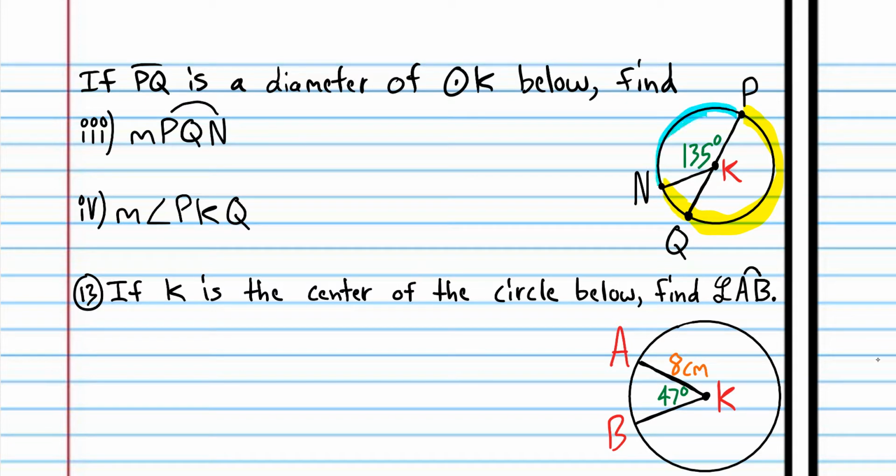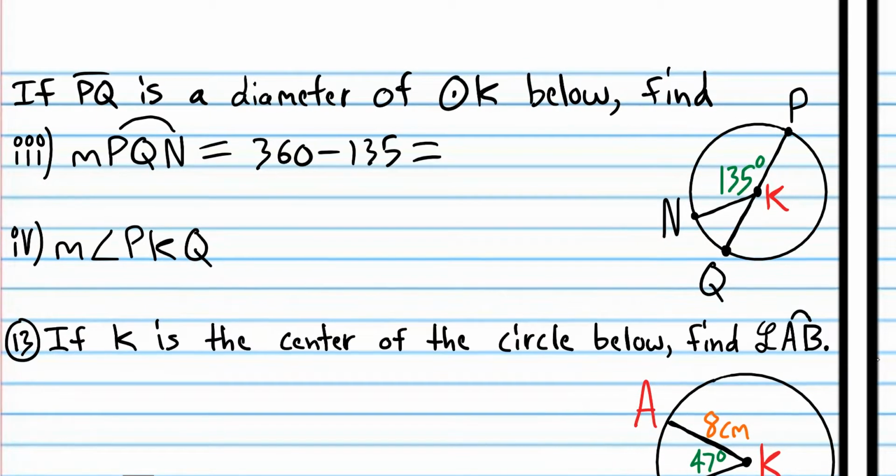If the blue arc measure is 135, and we know that the central angle is 135 degrees, that's what this is telling us. Therefore, the blue corresponding arc measure must also be 135. This measure here must be 135, so we can just subtract 135 from 360 to get the yellow arc measure, which is what we're looking for. So 360 minus 135 is equal to 225 degrees.